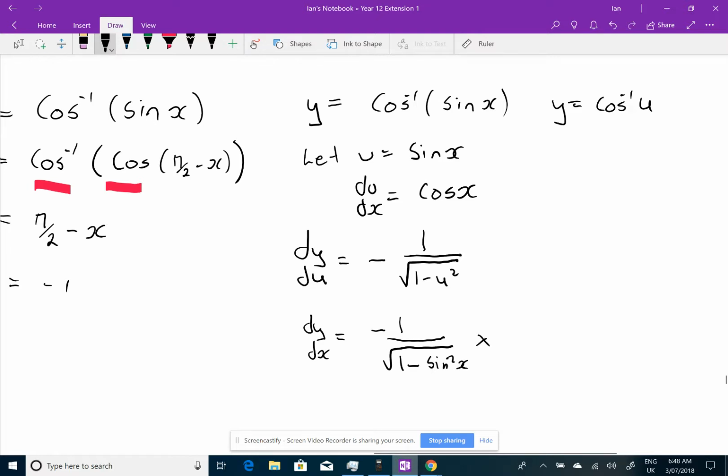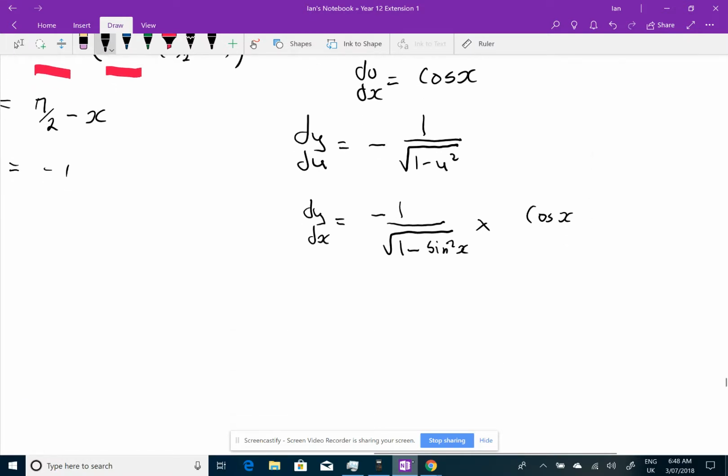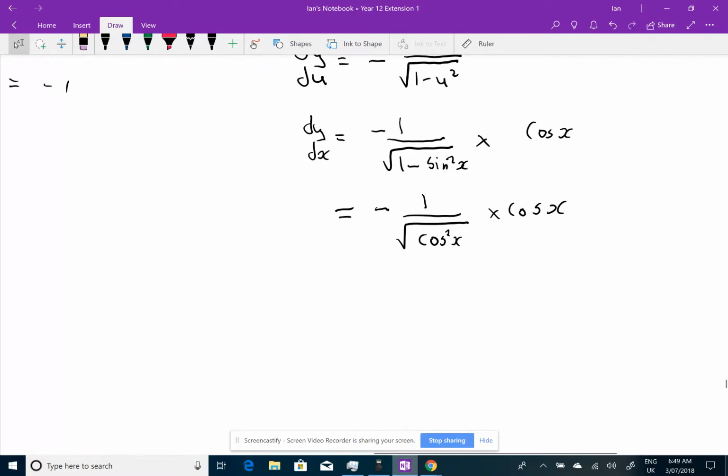And here, I've got du/dx, well, that's cos x. And here, I'm going to get minus 1 over the square root of 1 minus sine squared x, which is cos squared x, times cos x. Now, here is where you have the trick. And this is really hard to see. Because I'm taking the square root, I can get a plus or minus answer.